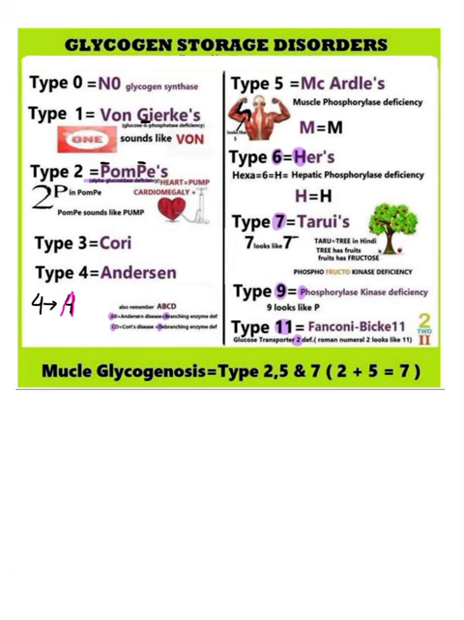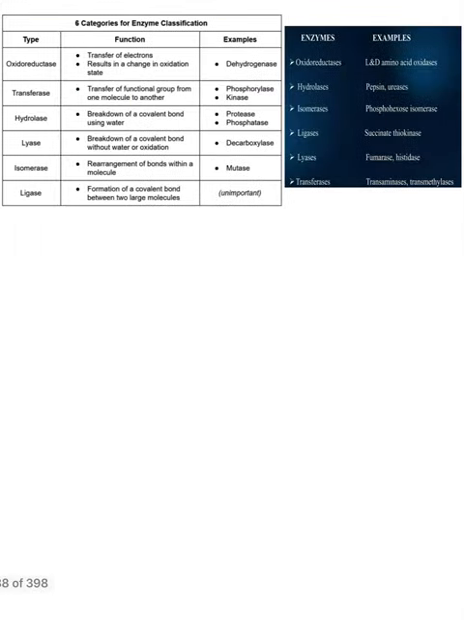Now, guys, coming on to the glycogen storage disorders, which we have already talked about, just revise it once. And type 2, remember it, like it's pumping the heart, and it can cause cardiomegaly, and the rest of the other things are already discussed in glycogen storage disorders. Now, guys, coming on to the categories of enzyme classification. Basically there are 6 categories. So how do you remember the categories? How I have remembered is: on the hill, love is life. This is how I remember, guys.